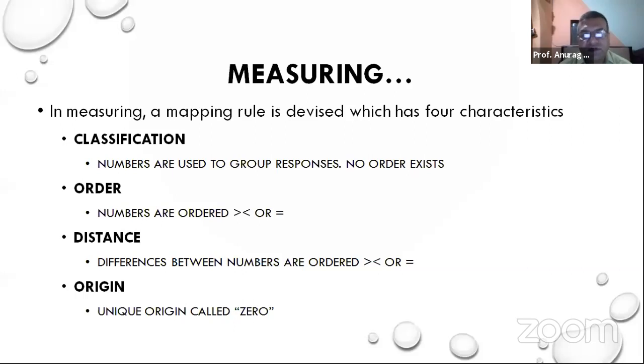The third one is distance. Now, even if you order, you assign ranks to the participants, there is no distance. You cannot say that one is 4 points distance from 5. There is no distance.